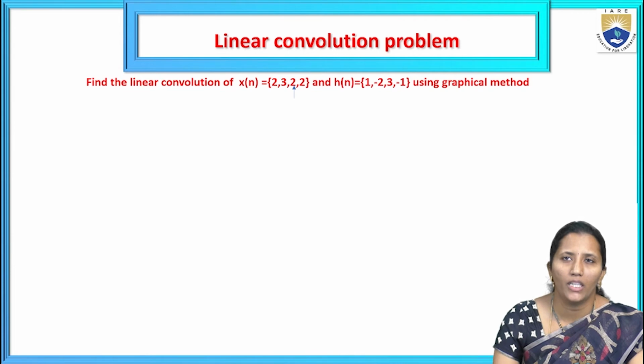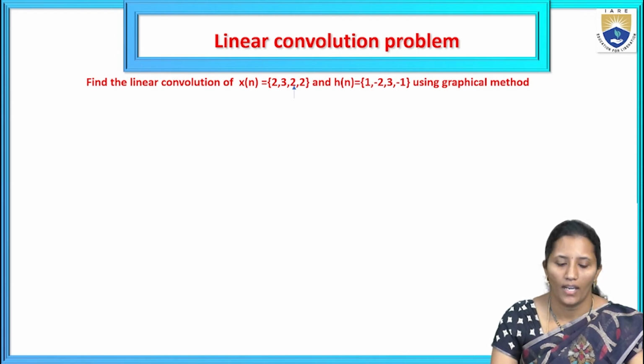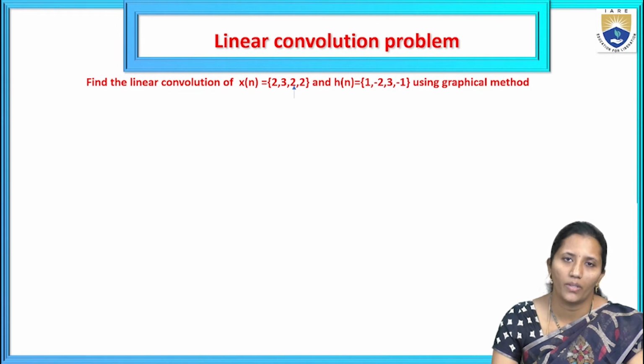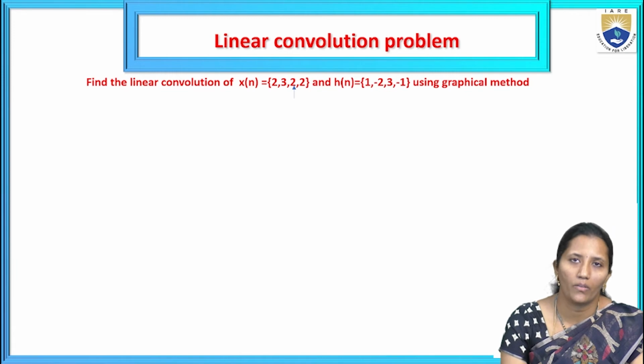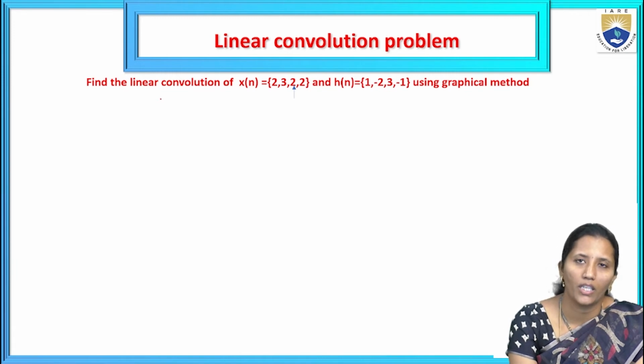Another problem is in the linear convolution method. In the linear convolution method, we have three types: graphical method, tabular method, and matrix method. We will see problems on these three methods, and we will get the same answer. If we do any method, we will get the same answer in linear convolution. But we have to remember some points for linear convolution.